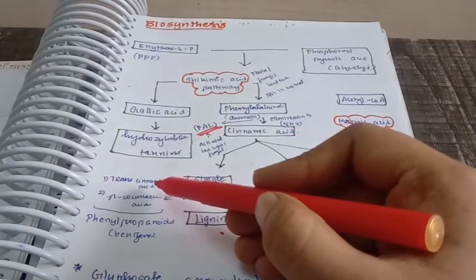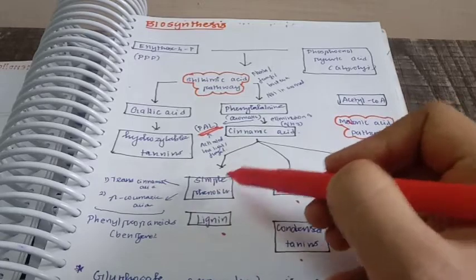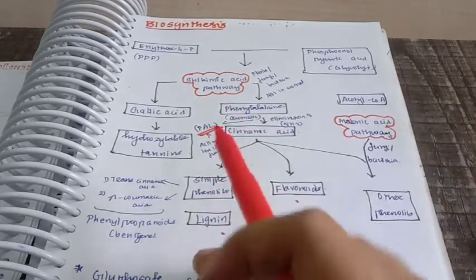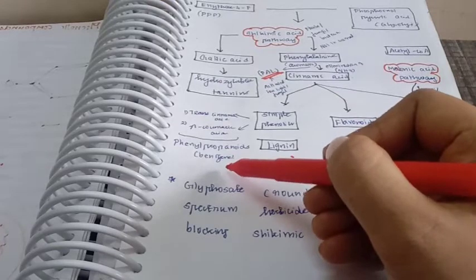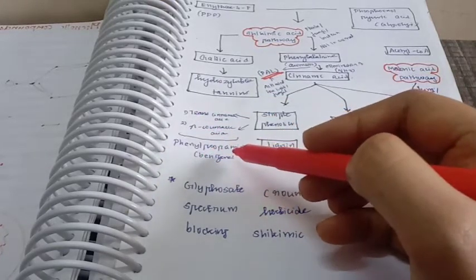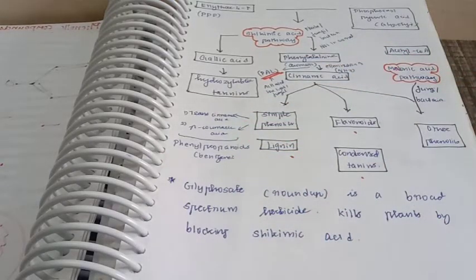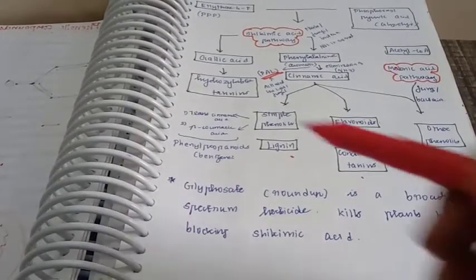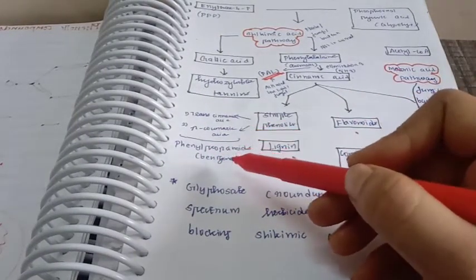Next, your cinnamic acid and p-coumaric acid are simple phenolics produced, and they have a common benzene ring structure, and these two are called phenylpropanoids, because they contain the benzyl group in them. And these phenylpropanoids will act as building blocks for complex phenolics.